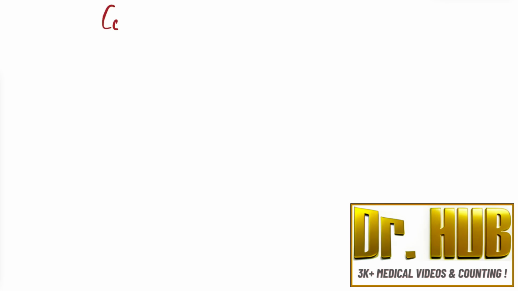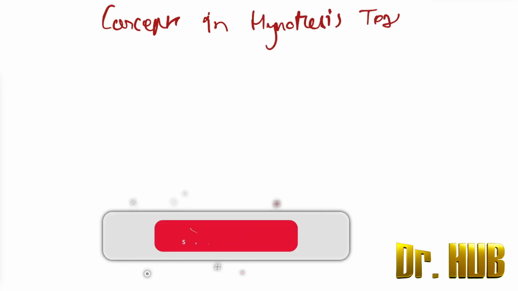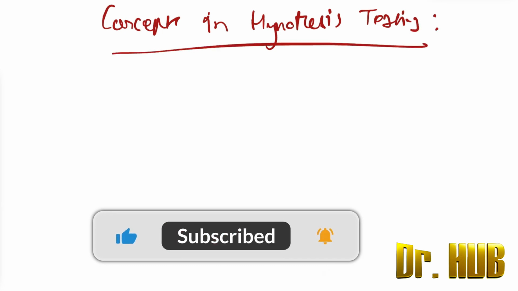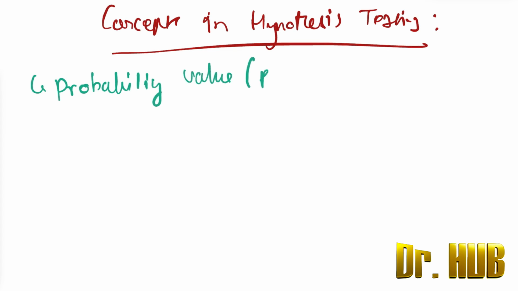Today we look at the concepts in hypothesis testing. To begin with, there is something known as a probability value, which is nothing but the p-value.